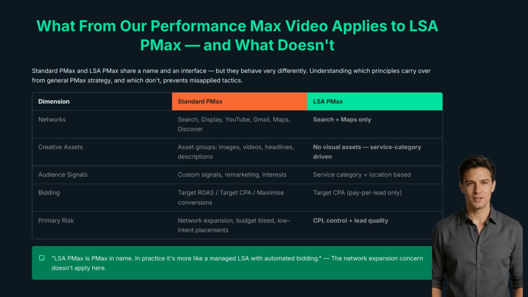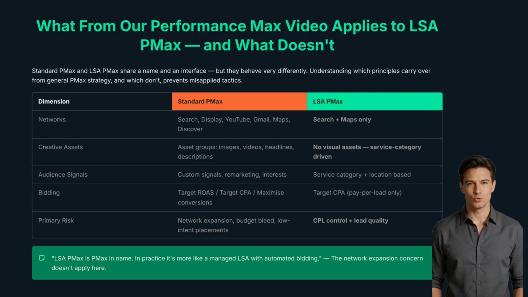Earlier in this channel, we covered Performance Max in detail. It's worth being precise about which of those principles apply to LSAP Max and which don't, because there are important differences. From that video, the following applies directly. The algorithm requires time and conversion volume to optimize effectively. Setting target CPA is a critical input that the system uses as its primary optimization signal. Conversion tracking setup is non-negotiable. These carry over completely.